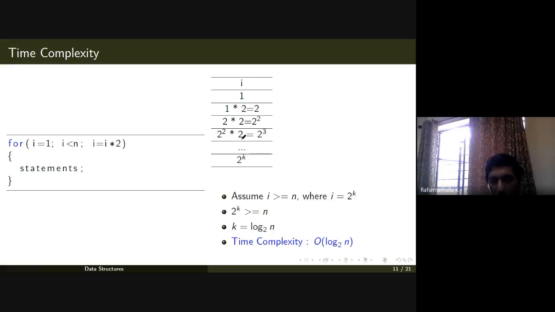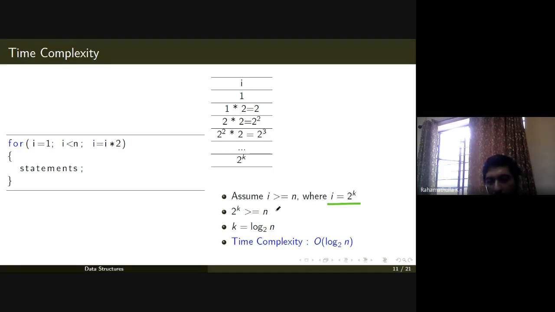And the i value can go till 2 raised to k, some value k. We need to find out that value k. Till that step only i can go. And what is the relationship between 2 raised to k and n? 2 raised to k should be less than n. Yeah, i should be greater than or equal to n. That's where the loop terminates. So i equal to 2 raised to k. You just forget about this less than and greater than, and you make an assumption that i equal to 2 raised to k.